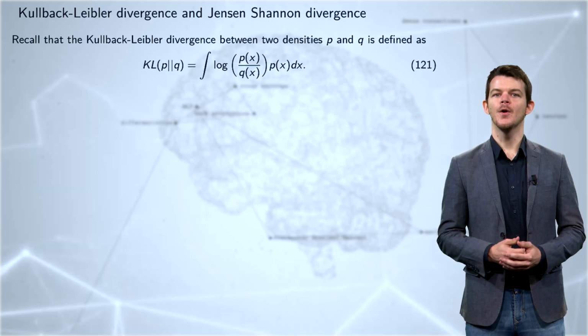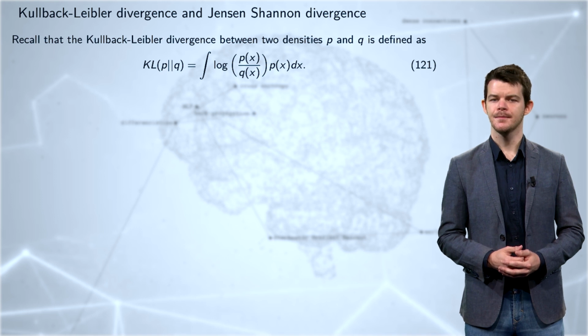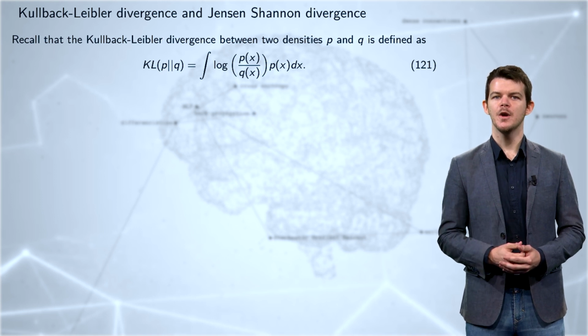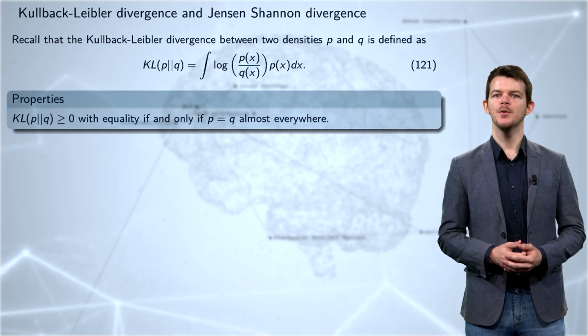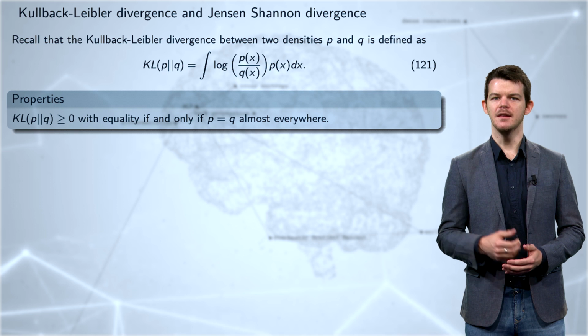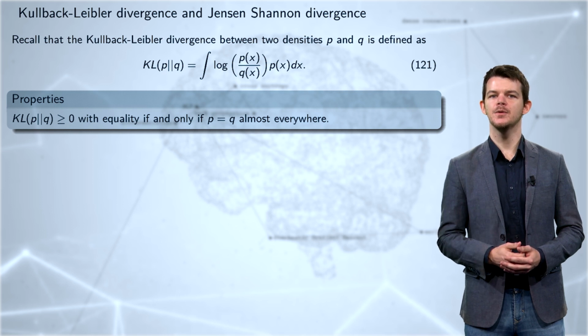To understand better how GANs work, the definition of the KL divergence is useful. This divergence appears when we rewrote the value function. We have used before the following property of the KL divergence. It is non-negative and is equal to 0 if and only if the two densities are equal almost everywhere.